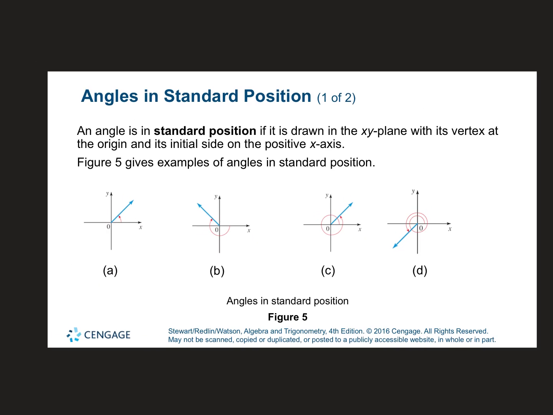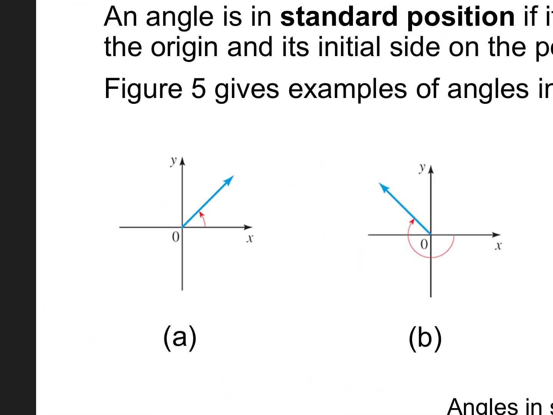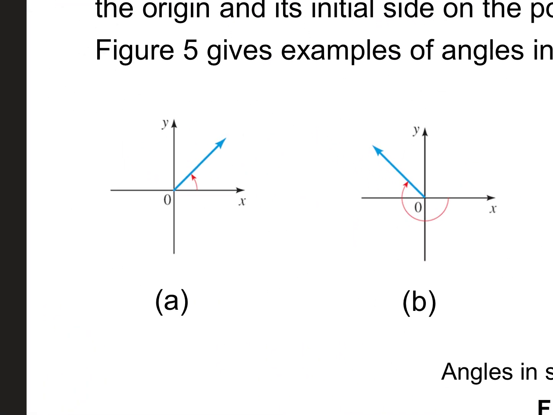All right, when we talk about an angle in standard position, remember that means the angle starts where? It starts at 0. Look at the difference between A and B. What kind of an angle is A? Positive or negative? How do you know? Because it went up. What kind of an angle is B? Negative. How do you know? Because it went down. Good.